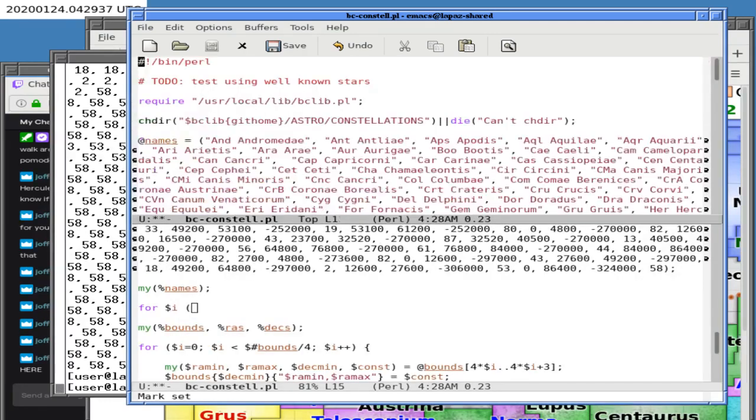I think that's just called names, right? Names. Actually, I think... Oh. No, I'm going to be careful here. I'm going to go ahead and create a separate array called print names.